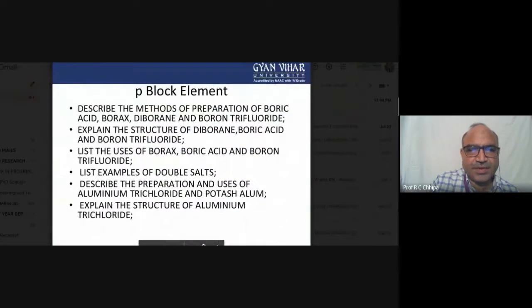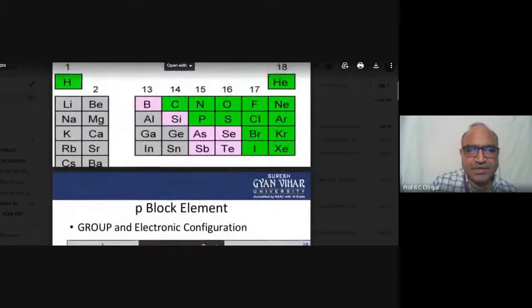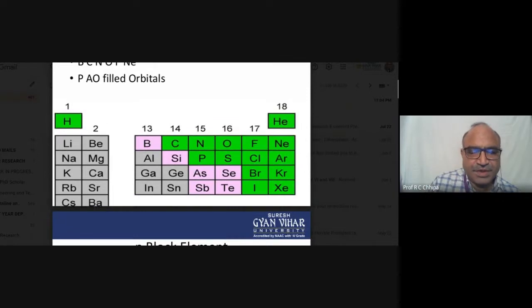Here are some queries related to how boron forms compounds and how carbon forms compounds. Then what questions arise: how nitrogen oxide is formed, how oxygen is related with acidity, and how fluorine, being an electronegative element, forms the fluoride ion. And why does chlorine form the chloride ion?